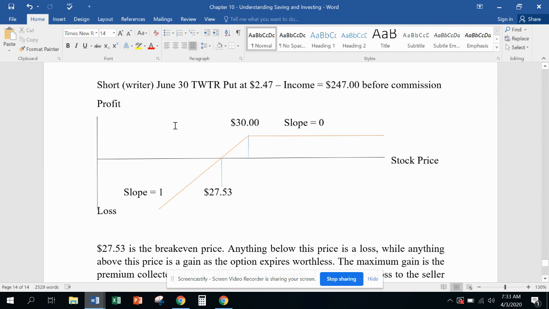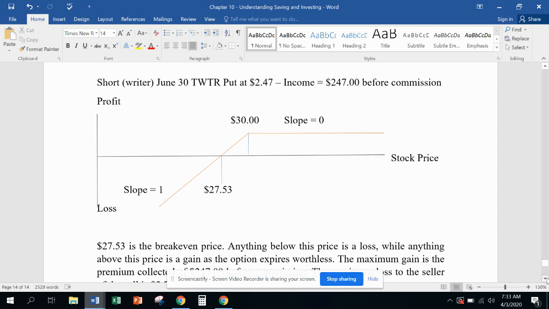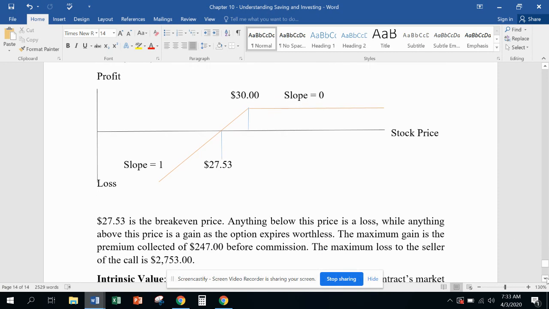Okay. So this is still the break even for the call buyer. It's the break even for the call seller. But since I'm selling, the most I can make is the income or the premium that was collected. So the maximum gain is the premium that could be collected. Once again, 27.53 is the break even price. Anything below this price is a loss. Anything above it is going to be a gain. And the maximum theoretical loss to the seller is going to be $2,750 if Twitter goes to zero.